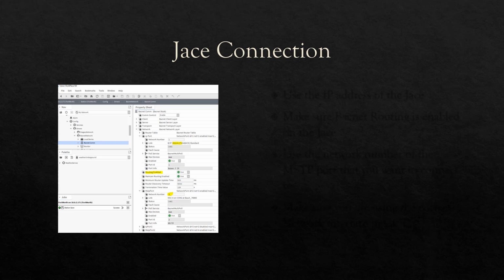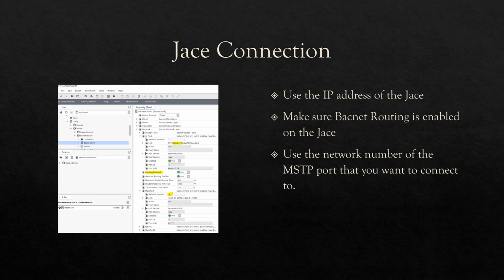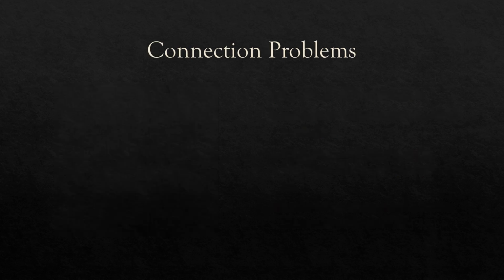Now, what you have to know is the MSTP port number of the MSTP port that you're using to put the controller on. You need to know that because that's what you're going to put in CCT. So in CCT, we're going to put the IP address of the Jace. We're going to make sure the BACnet routing is enabled. And we need the network number of the MSTP.